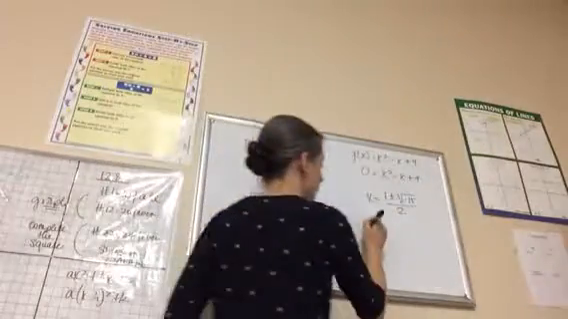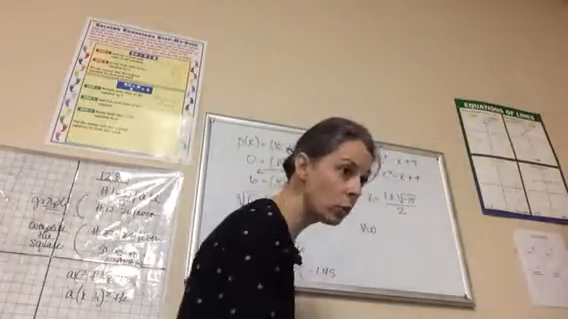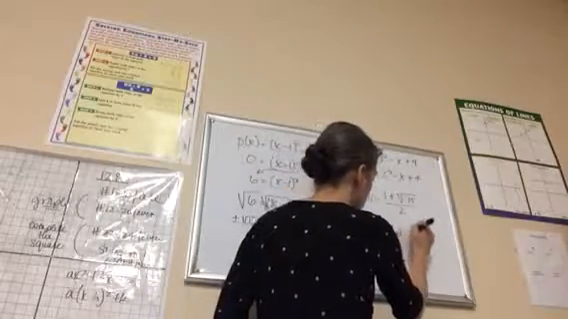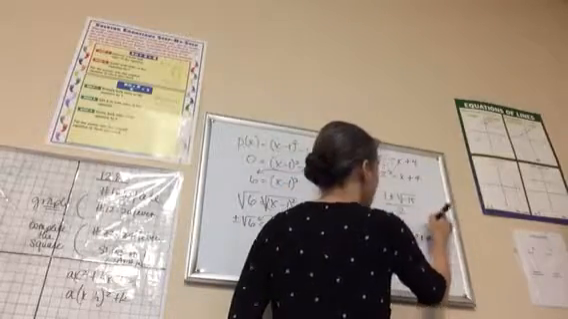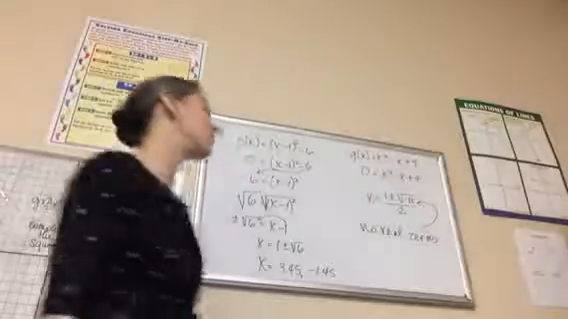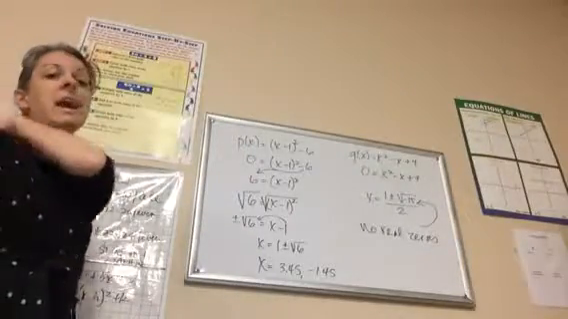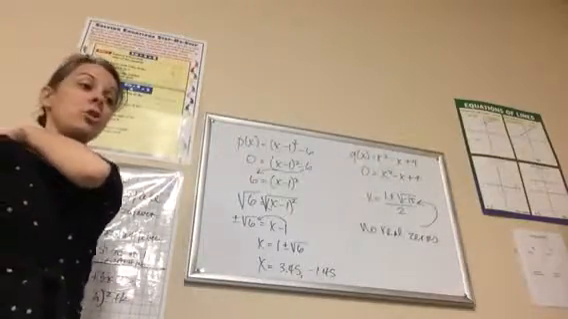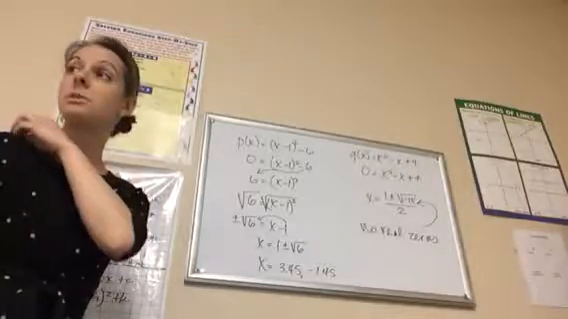And I can say there are no real zeros because I have a negative in the discriminant. And I cannot have a negative under a radical. Right? Okay? Does that make sense?